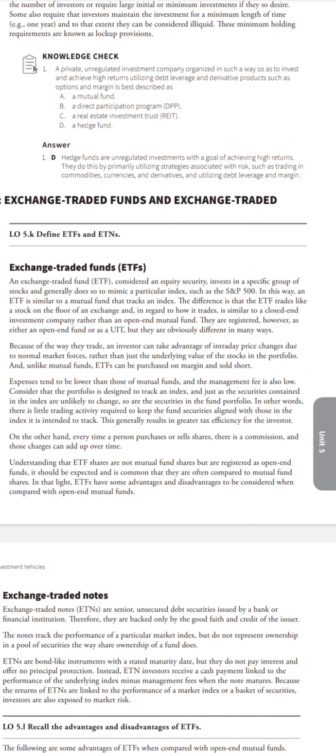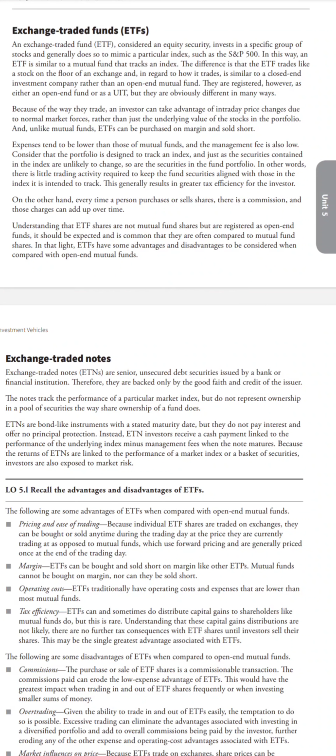Exchange-traded notes. ETNs, or exchange-traded notes, are senior unsecured debt securities issued by a bank or financial institution. Therefore, they are backed by only the good faith and credit of the issuer. The notes track the performance of a particular market index, but do not represent ownership in a pool of securities the way share ownership of a fund does. ETNs are bond-like instruments with a stated maturity date, but they do not pay interest and offer no principal protection. Instead, ETN investors receive a cash payment linked to the performance of the underlying index, minus management fees, when the note matures.